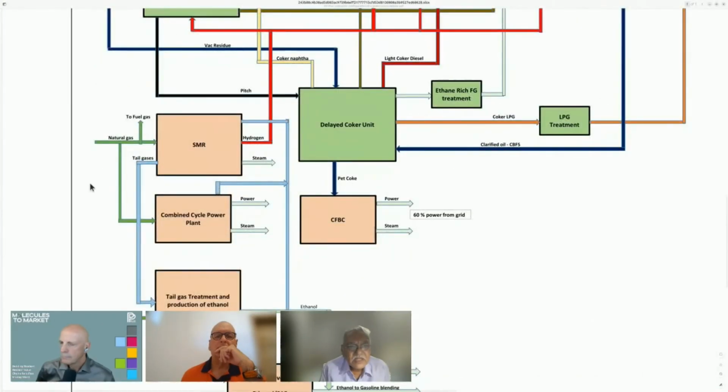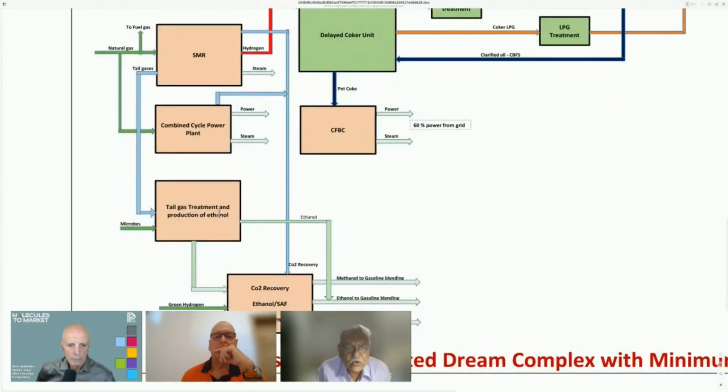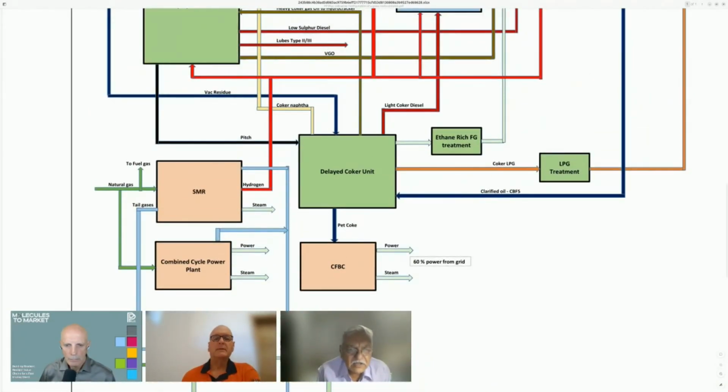Now, the pink colored boxes I'll discuss a bit later. So if you look at the delayed coker, by the side of it, you see two units. You will see ethane purification. That's an open art process. Anybody can do it, so it's not a problem. ABB or Foster Wheeler, anyone can do it.